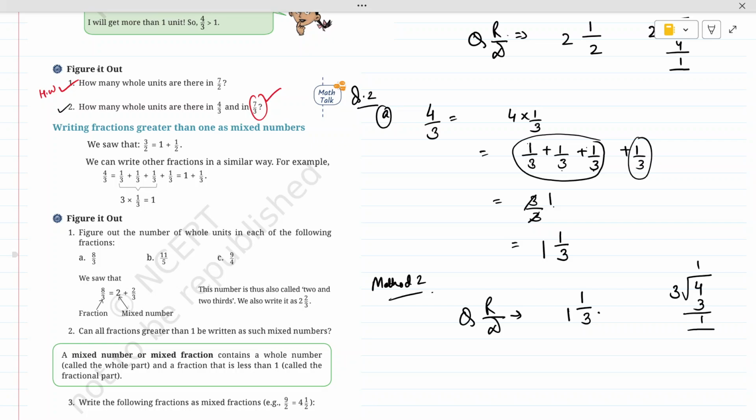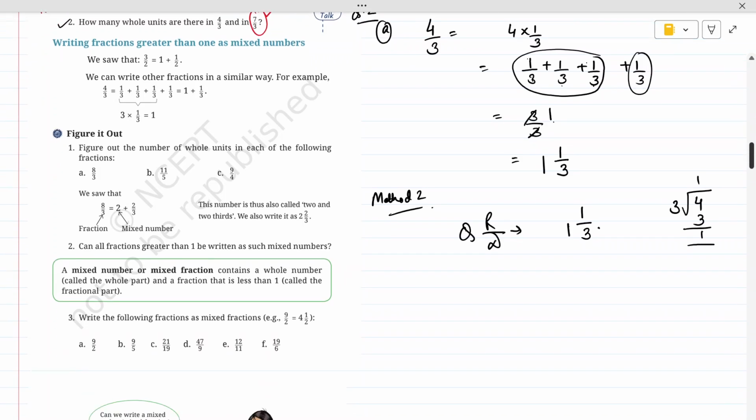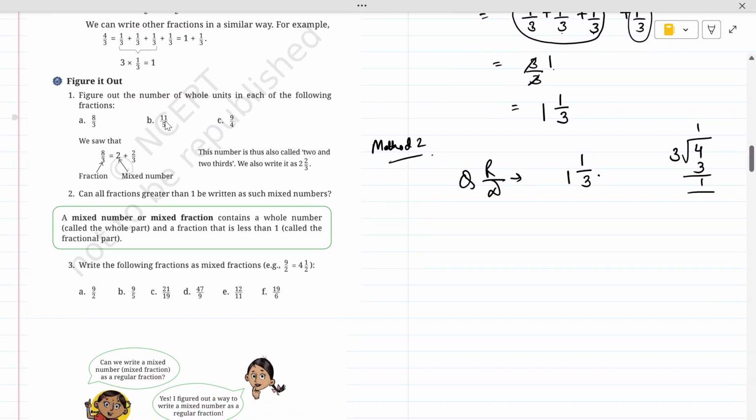Now let's move further. Figure out the number of whole units in each of the following fractions: 8 by 3, 11 by 5 and 9 by 4. We saw that 8 by 3 is equal to 2 and 2 by 3, where this is a mixed number, this is a fraction. This number is called 2 and 2/3. We can also write it as 2 2 by 3. That's correct. We have already done this. So similarly, we have to do it for B and C.